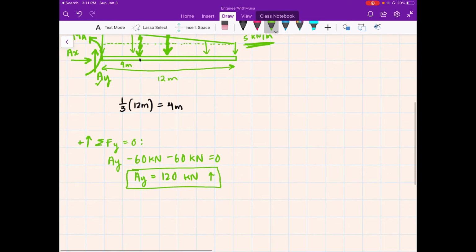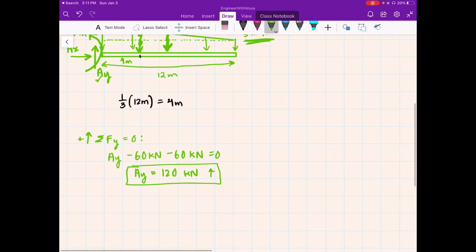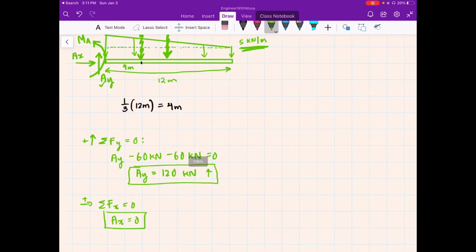Then we can write the sum of the forces in the x is equal to 0, given that right is positive, and we can say that AX is equal to 0, so there's no horizontal force.